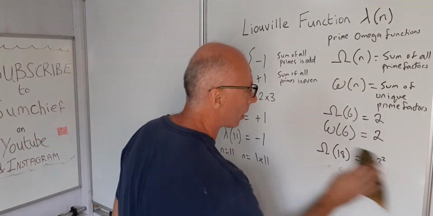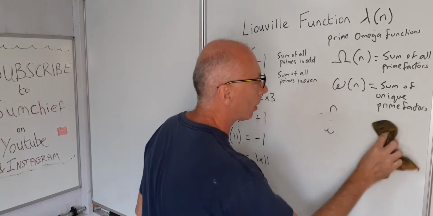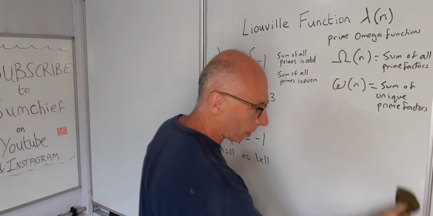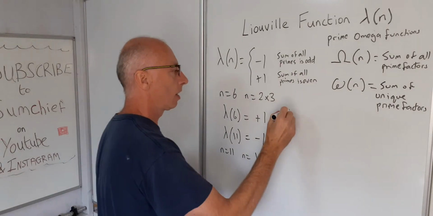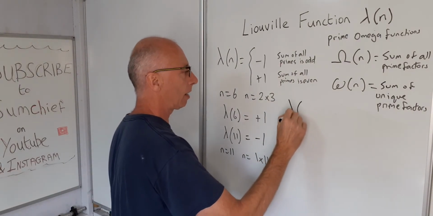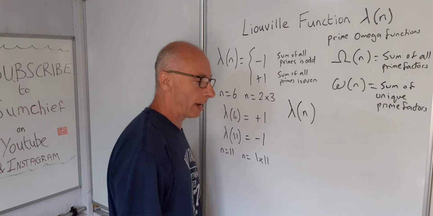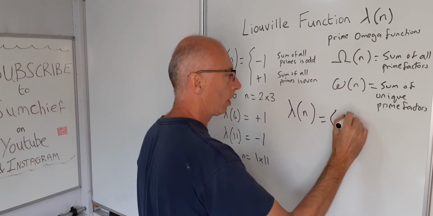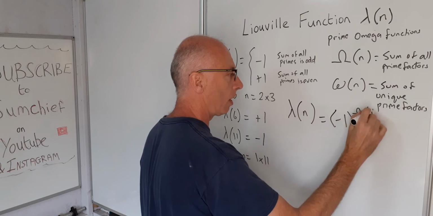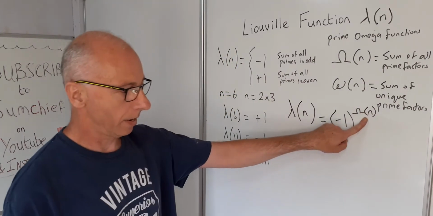So that's going to lead us on now to the next part of this tutorial, where we're going on about the lambda function and some of its identities. What we say is that lambda of n equals minus 1 to the power of the prime omega function for n.